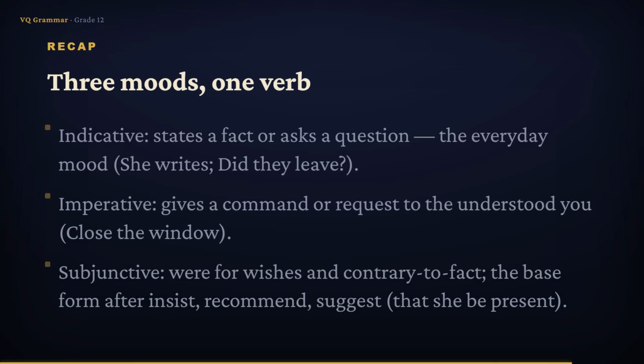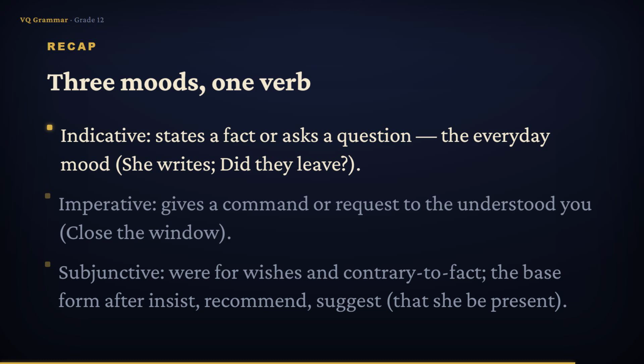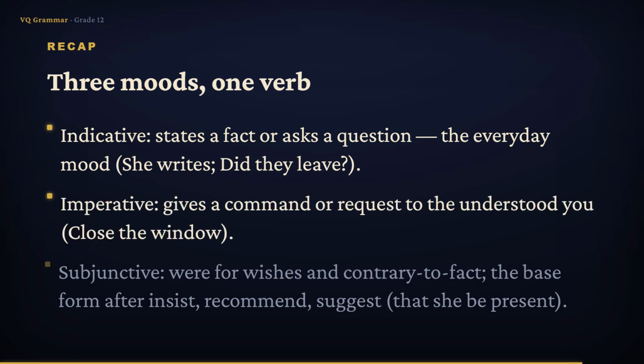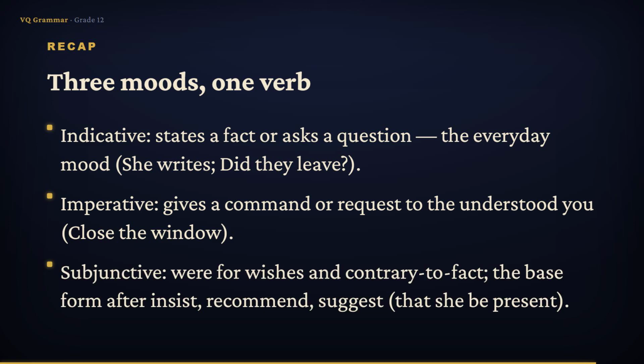Let's gather what we've learned. First, the indicative, the plain, everyday mood that states a fact or asks a question. Second, the imperative, a command or request aimed at the understood you, with no subject in sight. And third, the subjunctive, the careful one. Use were for wishes and for anything contrary to fact, and use the base form after verbs like insist, recommend, and suggest. That completes Unit 5, verb tenses, voice, and mood.